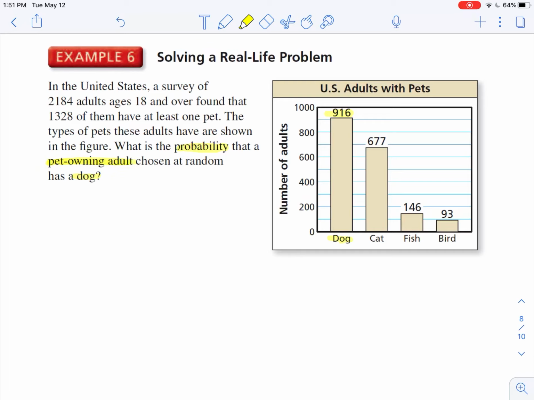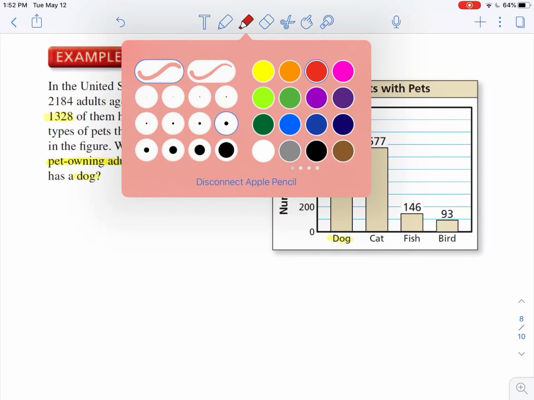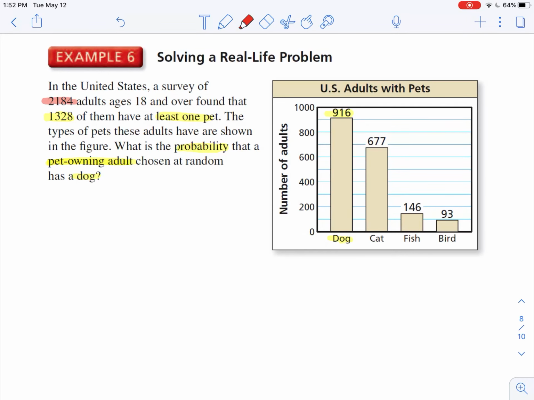So let's go back into the story. In the United States, a survey of 2,184 adults of ages 18 and over found that 1,328 of them have at least one pet. That's the key idea. This number, 2,184, as I said earlier, is a little bit of a red herring. It is just there to distract you.